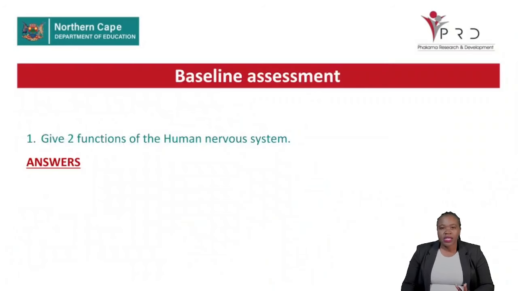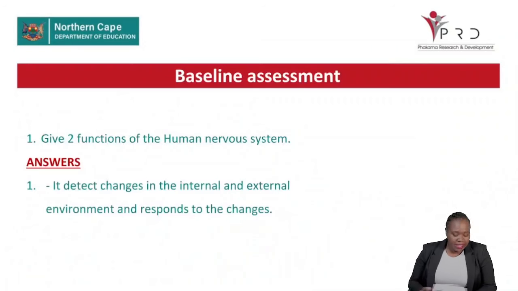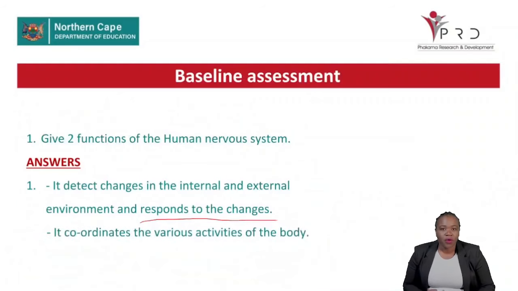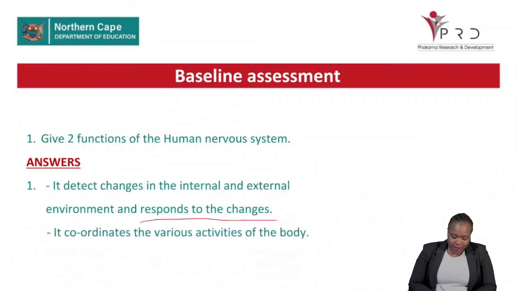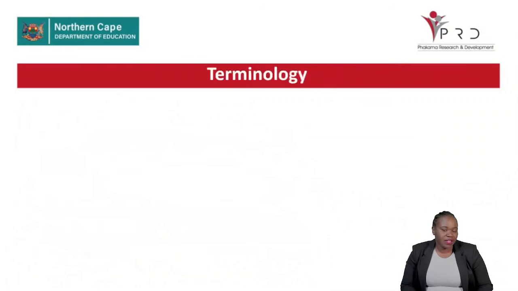So we know that it is able to detect changes in the external environment and internal environment and respond to those changes. So it detects the changes, interprets the changes, and then responds or reacts to those changes. And then it also coordinates various activities of the body. For certain responses or actions to take place, there needs to be coordination, and the central nervous system or the human nervous system is responsible for that.